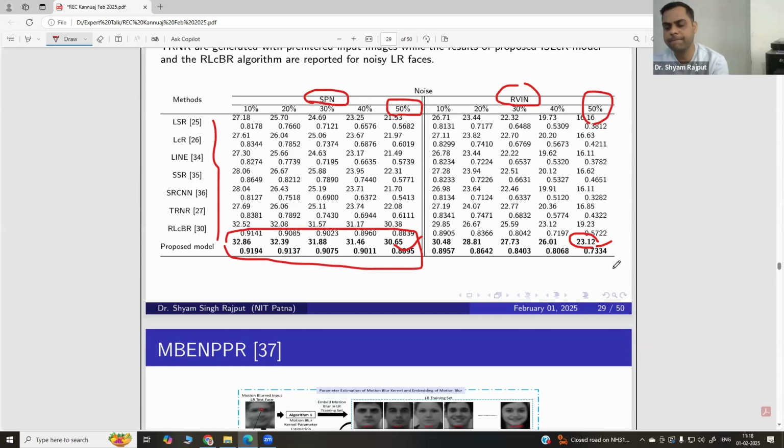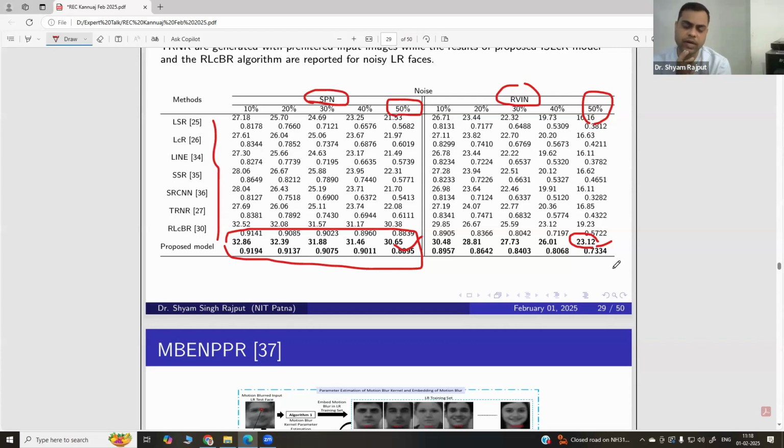So what we can take away from this result is that in the case of RVIN, we still have a lot of scope to improve the performance of this model, because the detection of random value impulse noise is quite difficult compared to salt and pepper noise. Salt and pepper noise corrupts the images at random locations by either value 255 or 0. So it is easy to detect.